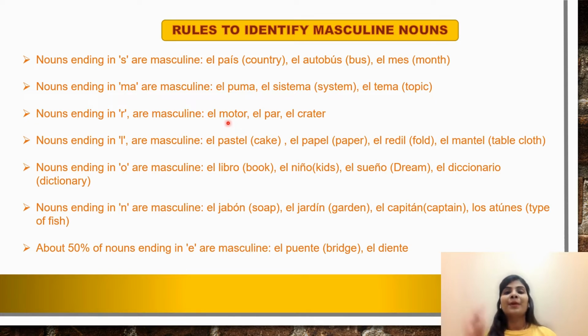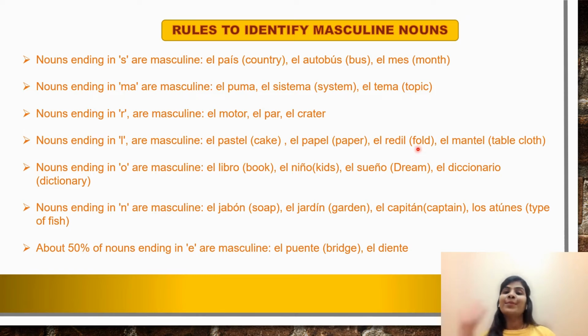Rule number 4. Nouns that end with an L are masculine. Example: el pastel, the cake; el papel, the paper; el redil, the fold.